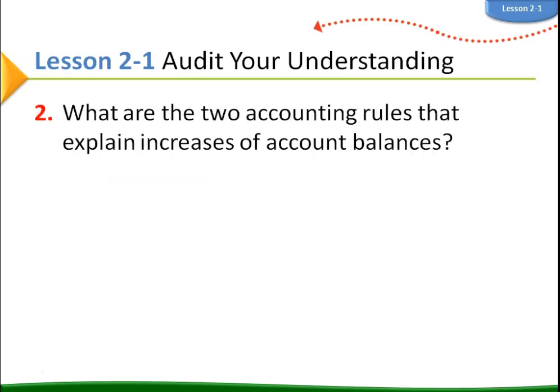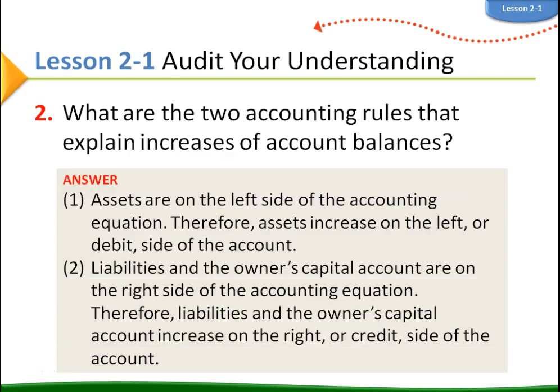What are the two accounting rules that explain increases of account balances? And as you think about this, assets are on the left side of the accounting equation, and assets increase on the left, or the debit side, so that's where the normal balance is. And for liabilities and owner's capital or owner's equity, we see increases on the credit side, which means the credit side is the normal balance on the account.